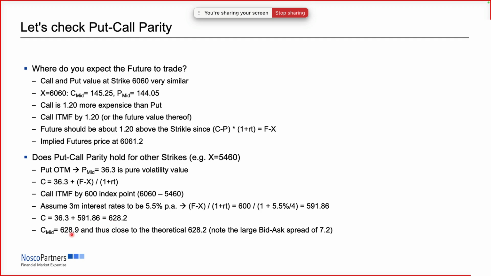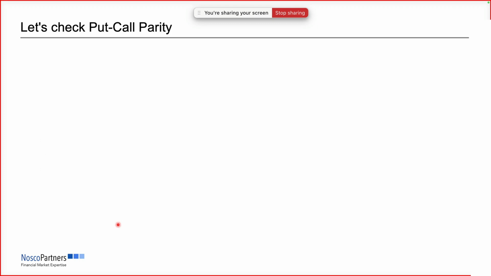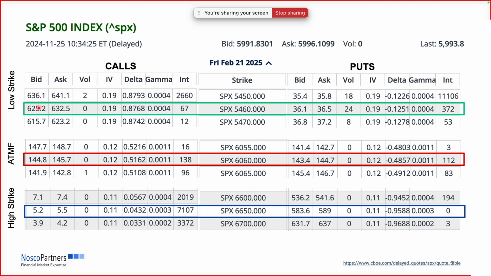Is this exactly the mid price that I see on the screen? Actually, not exactly. You see on the screen, it's about 0.7 higher. But this is quite good because if you look at the bid-ask spread, it is 7.2, right? So if I get from the puts an implied price of 628.2, that's very much in the middle. So definitely there's no arbitrage, because if you did an arbitrage, you would cross that bid-ask spread. Here it's quite wide.